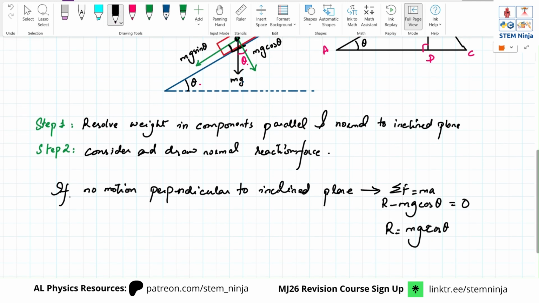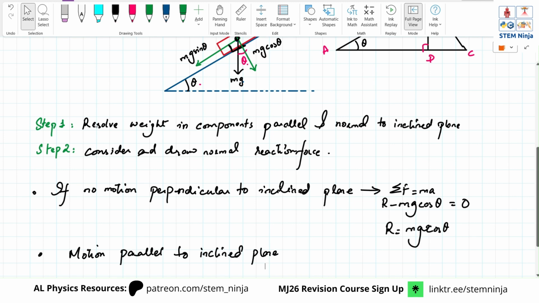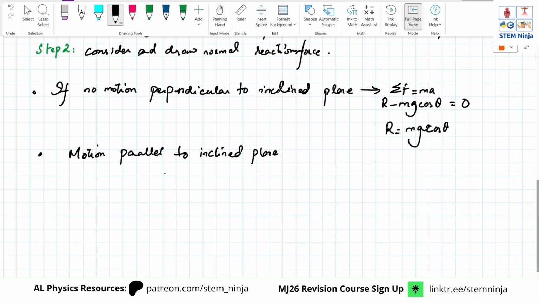Similarly, now look at the motion parallel to the inclined plane. Now there is going to be a different thing. When you have, let's say, without friction first, there is no friction or applied forces.